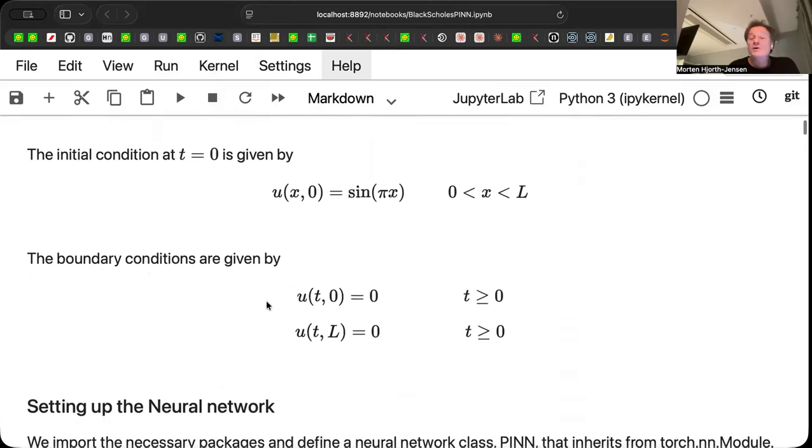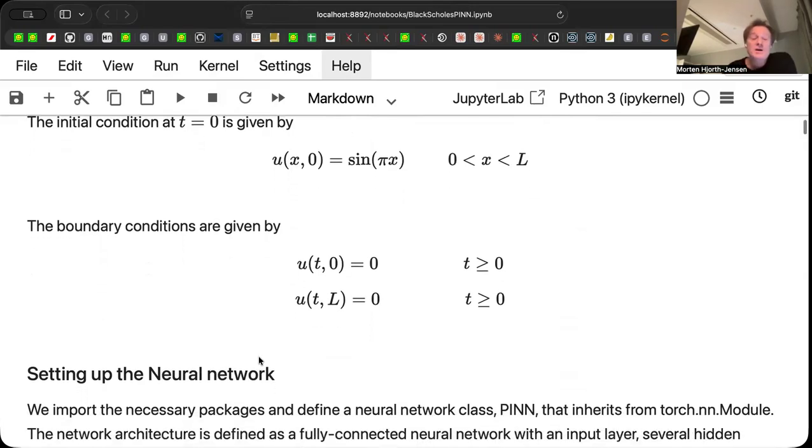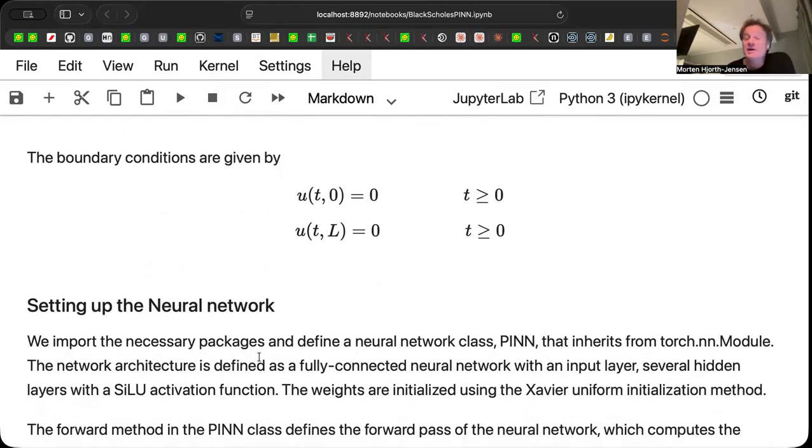And then we have boundary conditions. So we require simply that the values are 0 at the 2 endpoints. So these are the simplest possible Dirichlet boundary conditions, which many of you have encountered when you've taken a course in solving differential equations, either numerically or analytically.